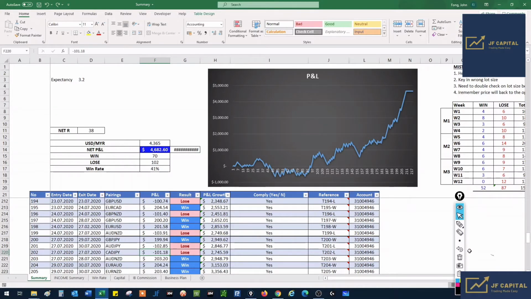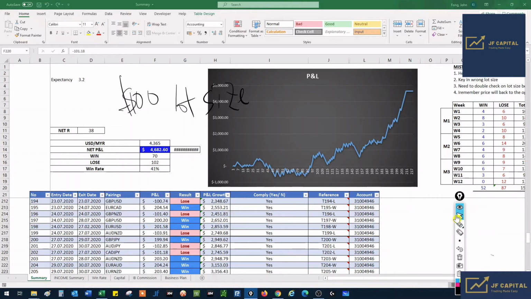So when I lose, I also set my loss to be negative 100. How to adjust this negative 100 is by lot size. If you want to know more about lot size, please go into my other video. I have explained the lot size over there. So this is a brief graph of my equity growth.